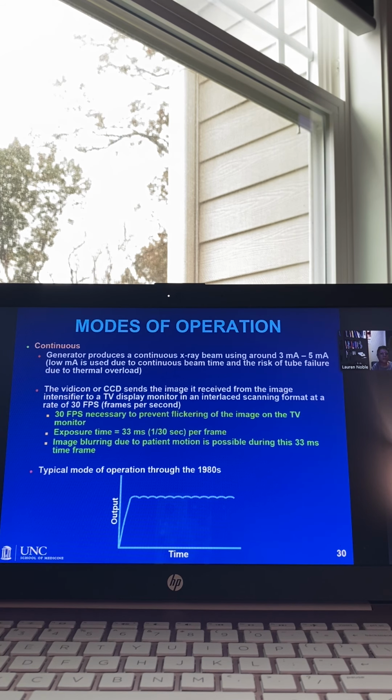Okay, you see this thing here that's referred to as interlaced scanning format. And we'll look at this in a second. It's on the next slide. And so hopefully what's on these next two slides, it'll come together for you.